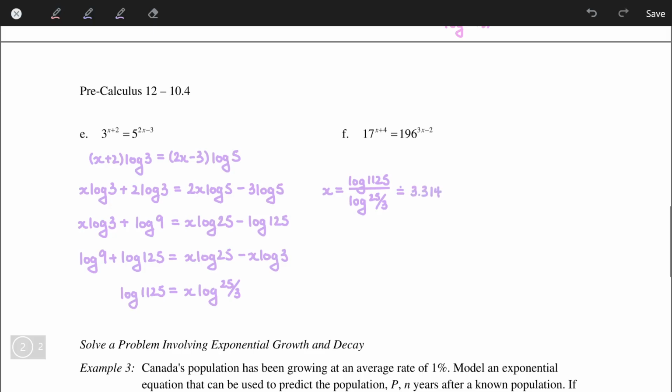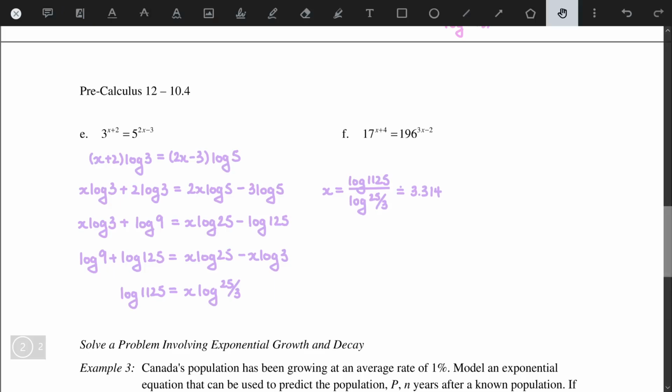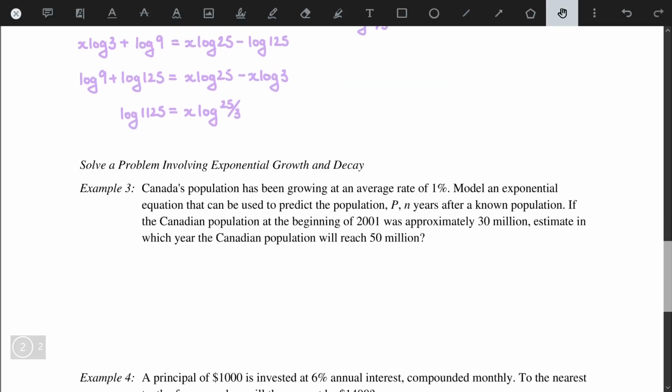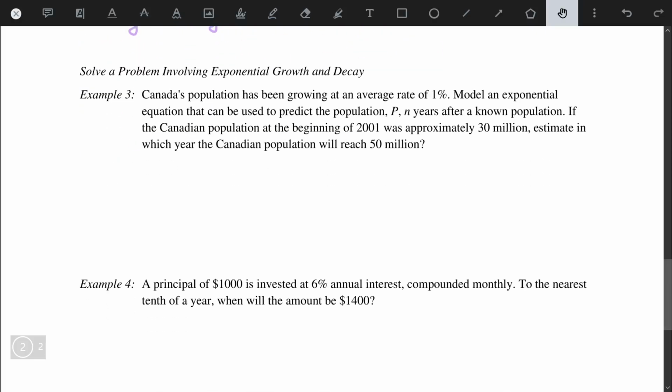And that's it. Okay, so the next piece is to look at some word problems involving exponential growth and decay. So in the last unit, we've also looked at these questions, but it was mentioned that when we were solving for time, it was quite difficult. We usually had to use some trial and error. But now with logarithms, we can find time more precisely. So let's look at the first example. It says that Canada's population has a growth rate of 1%.